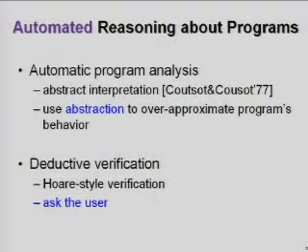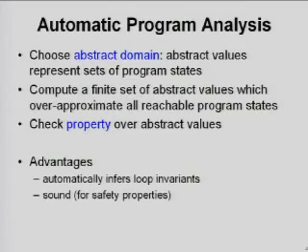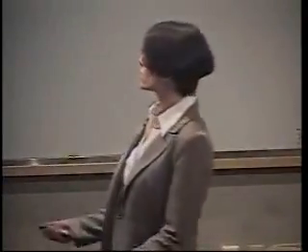So there are two approaches in general. One is to use abstraction to over-approximate program behavior and then reason about the over-approximation. And the other one is to ask the user for help. So in the first approach, there are usually three steps at the high level. One is to choose an abstract domain in which every element represents a set of concrete program states. Then find a finite set of abstract values which over-approximate all possible reachable states, and then check the property over the abstract values.